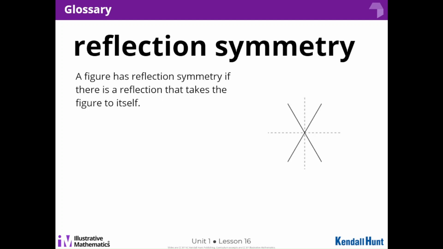Reflection symmetry simply means that a figure has reflection symmetry if there is some type of reflection that you can do that takes your shape onto itself. So in this case, instead of reflecting the entire X over a line of symmetry and creating a congruent X shape, we're going to fold half of the X over on itself, and we can do that vertically and horizontally.